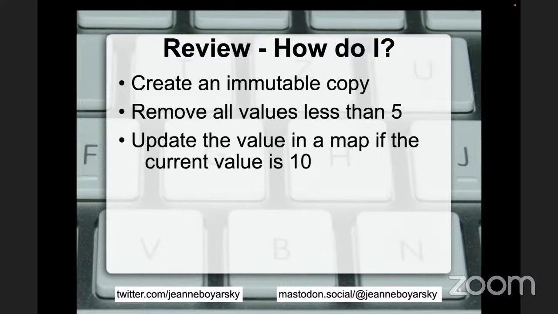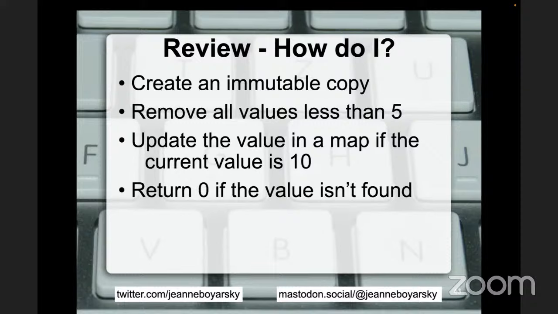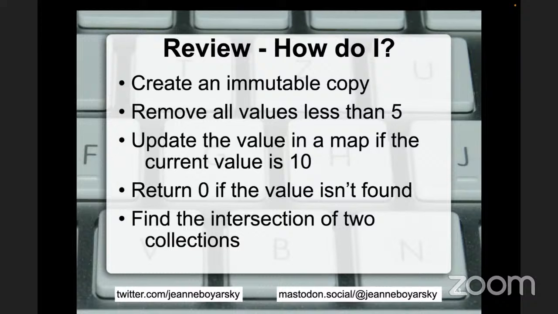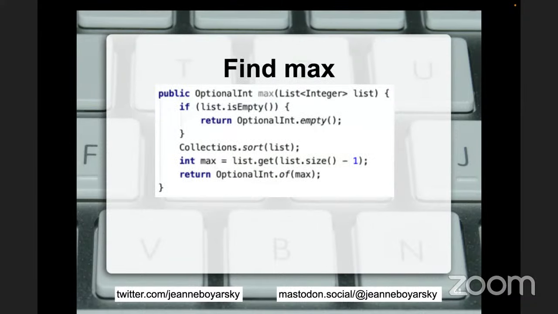My job here is done. How do you update the value in a map if the current value is 10? Oh, update. Yes. Replace. Sorry. I thought it said remove. How do you return 0 if the value isn't found? getOrDefault. And how do you find the intersection of 2 collections? retainAll. Yay. People are listening. This is exciting. You got pizza and brain food.